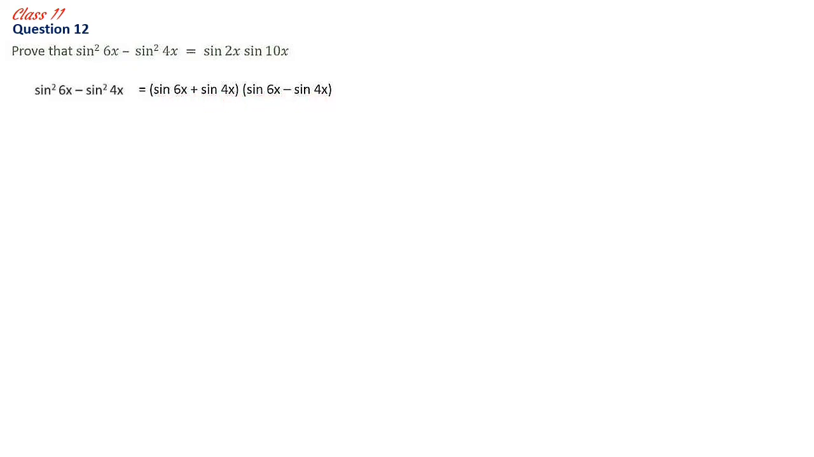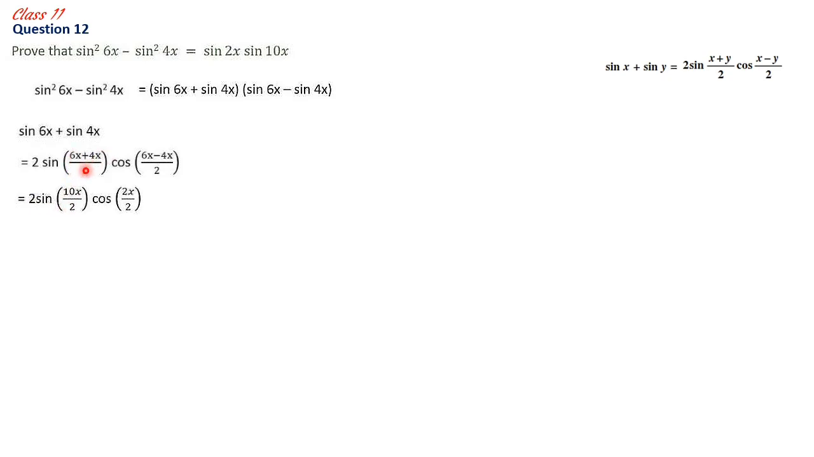Then let's take these two separately and solve. Sin 6x plus sin 4x. Sin x plus sin y is 2 sin (x plus y)/2 cos (x minus y)/2. That is what the formula says: 2 sin of the sum divided by 2, sum of the angles 6x plus 4x divided by 2, then cos of the difference of the angles divided by 2, (6x minus 4x)/2. That is 2 sin (10x/2) cos (2x/2). Cancellation can be done here, 2 and 10 gives 5, here 2 and 2 cancel. So 2 sin 5x cos x.